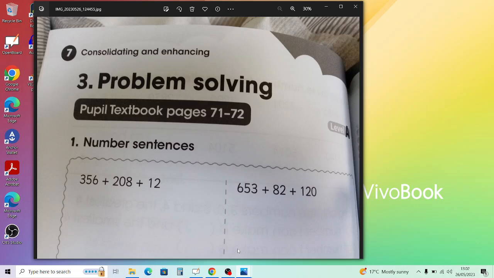And then questions, page 96, question 1, number sentences. These are takeaways and times at the same time, so dividing. Remember, we have to do times or divide first, and then addition or subtraction. So let's just take a quick example. Let's do 235 plus 35 divided by 7. So do 35 divided by 7 first, which is 5, then 235 plus 5.